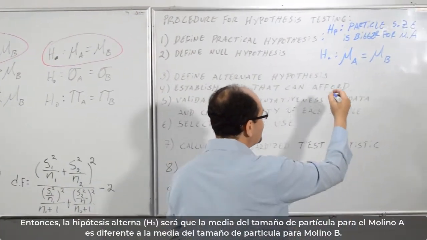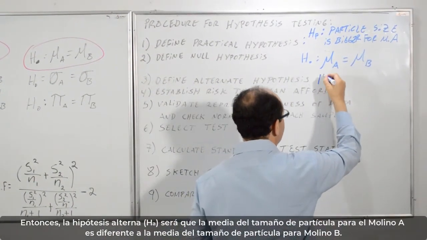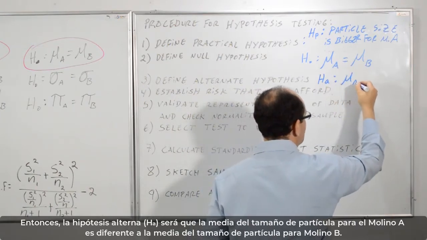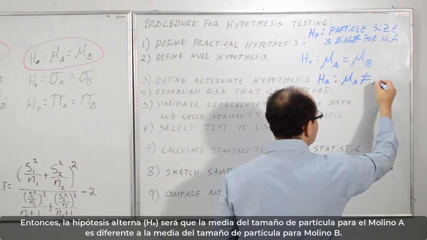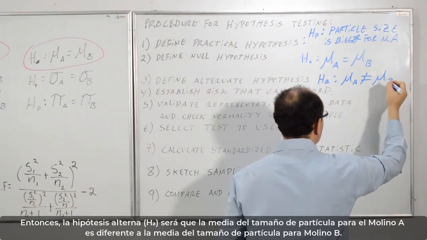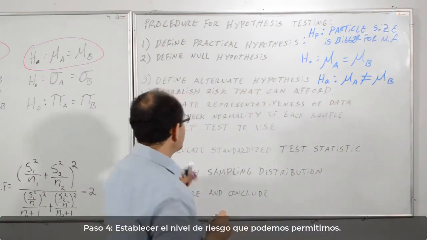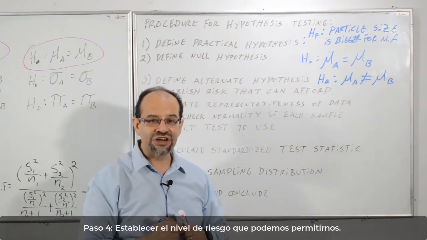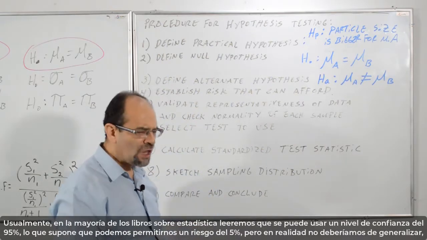Then the alternate hypothesis will be that the mean of particle size for Miller A is different than the mean particle size for Miller B. Now, establish the risk that you can afford.